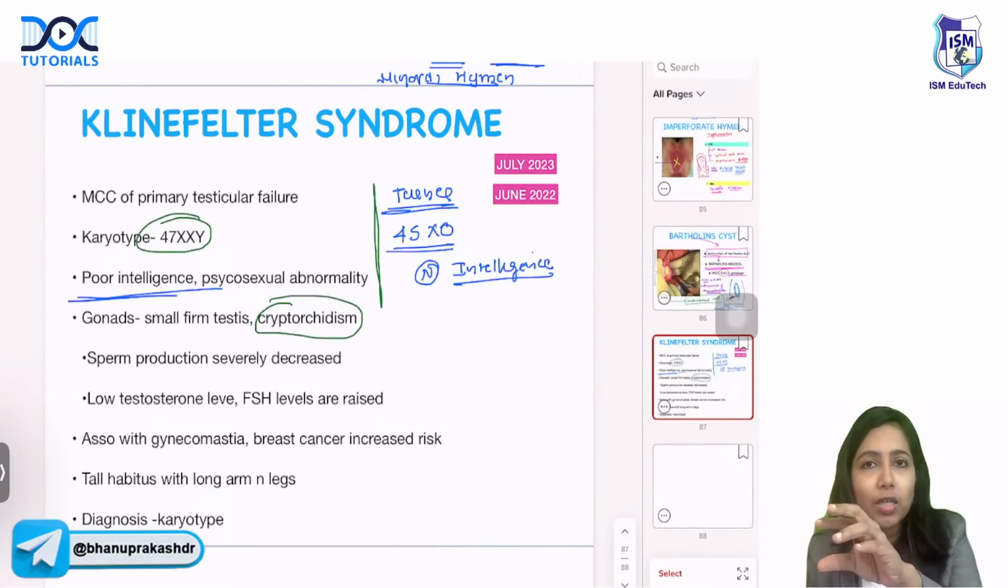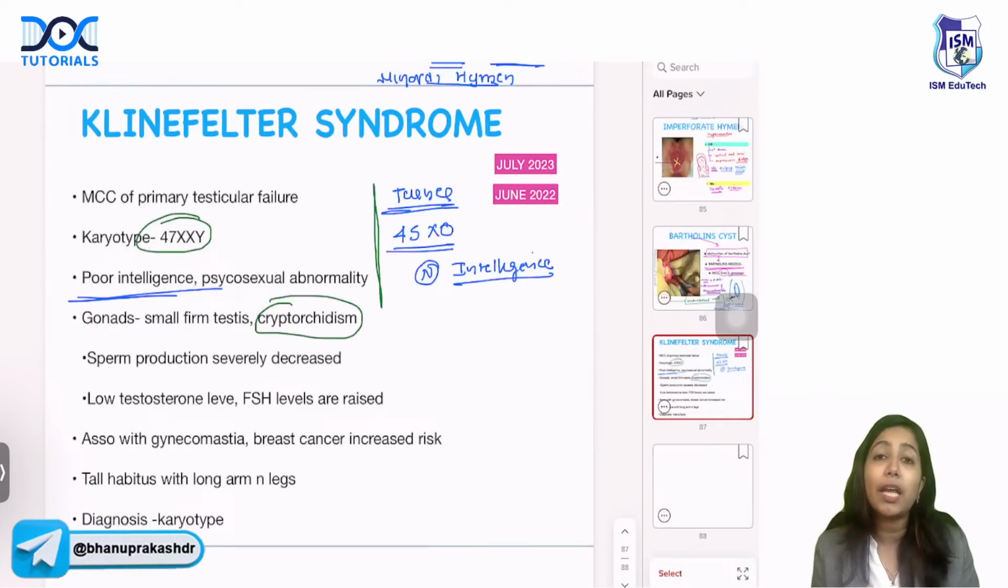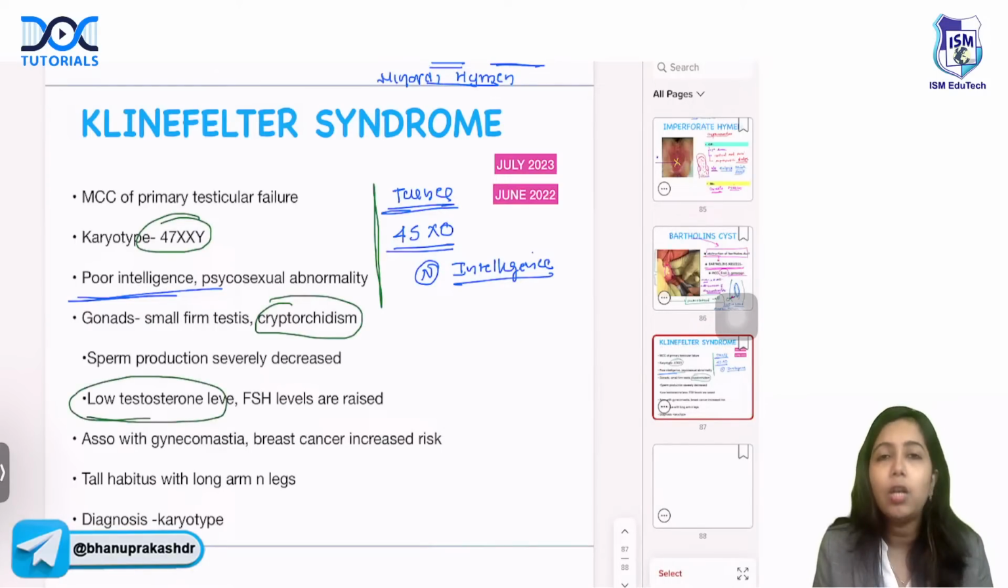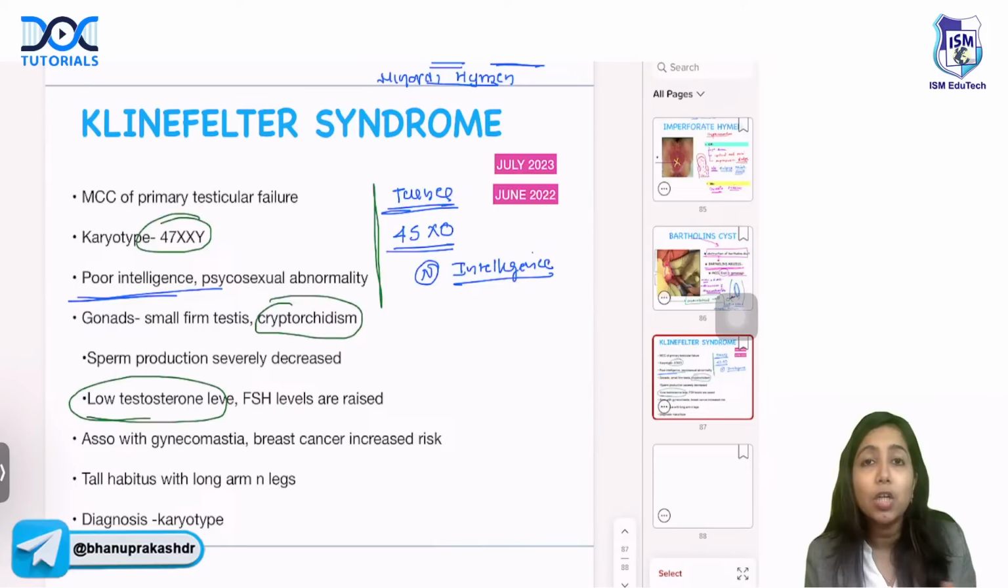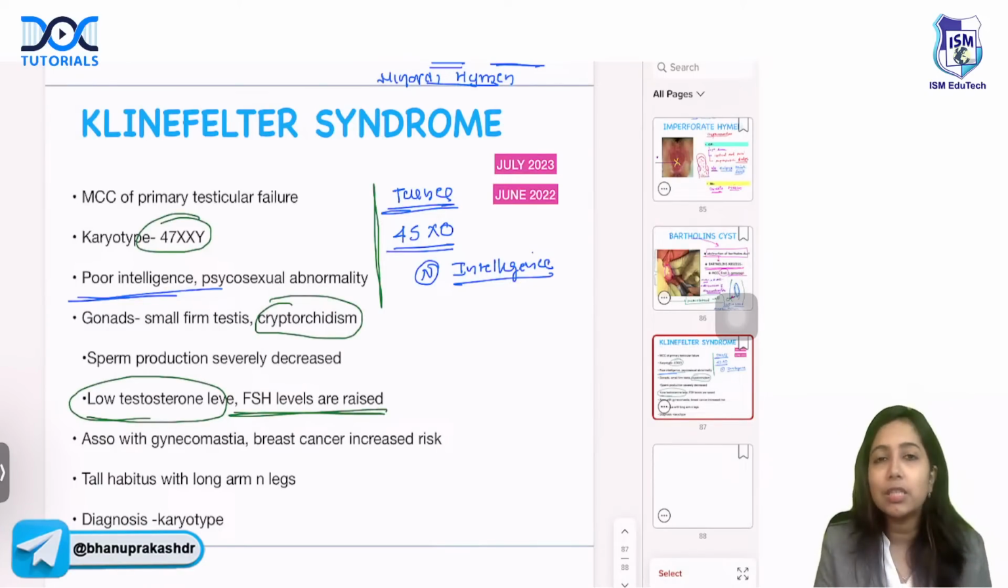Initially, the testis is an abdominal organ, then it descends into the scrotum. There can be problems in the descent of the testis, that is cryptorchidism. The testis is small and not properly developed, so sperm production is not proper. The testosterone being produced is also low. As testosterone is low, there is no negative feedback, due to which the FSH is high in these patients.